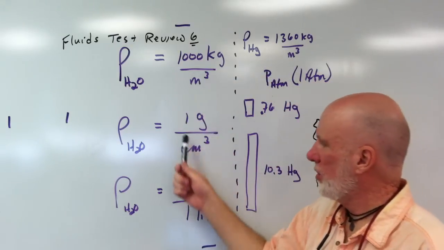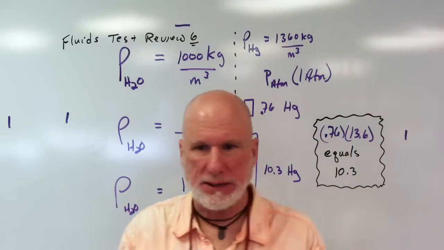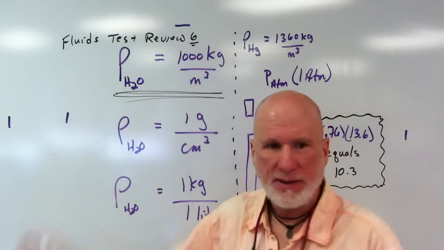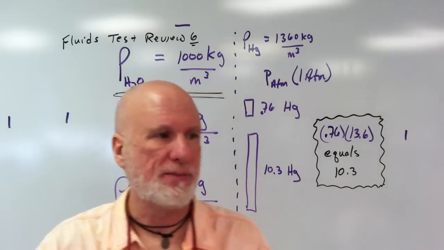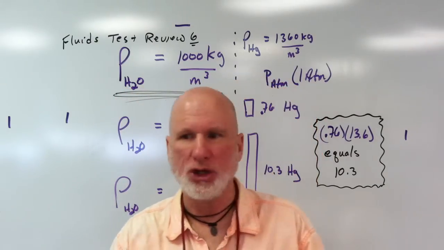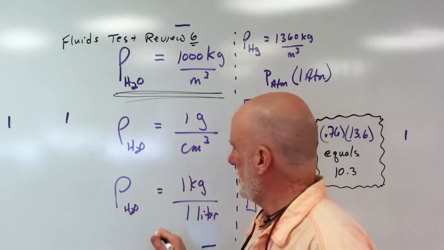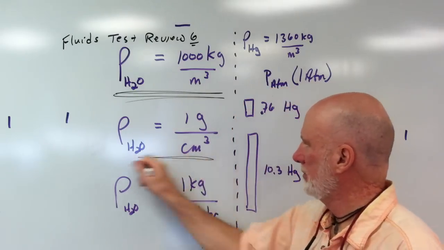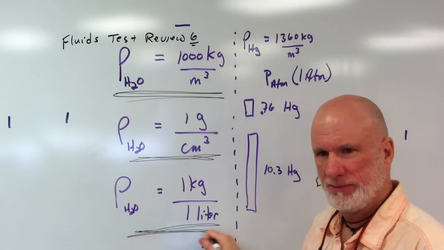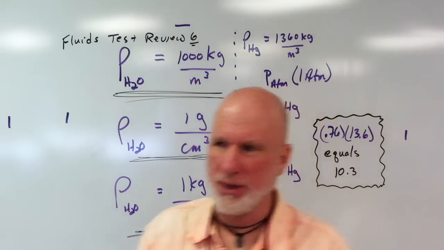I have the density of water in 3 different ways. This is what we use. That's standard metric. That's SI, Systems International. That's what we use. However, this is used in chemistry, and this is also very important. This looks good, right?